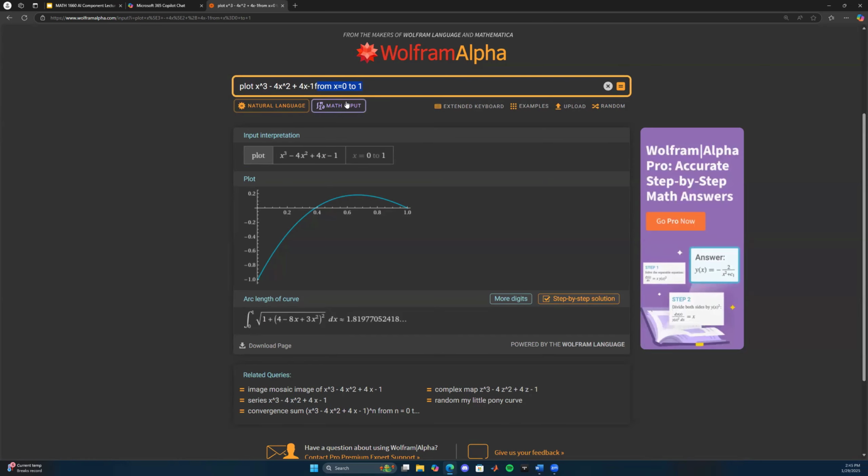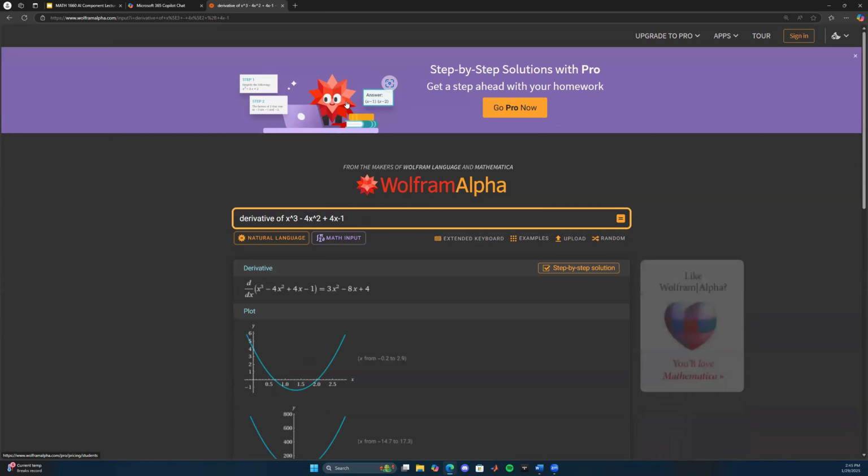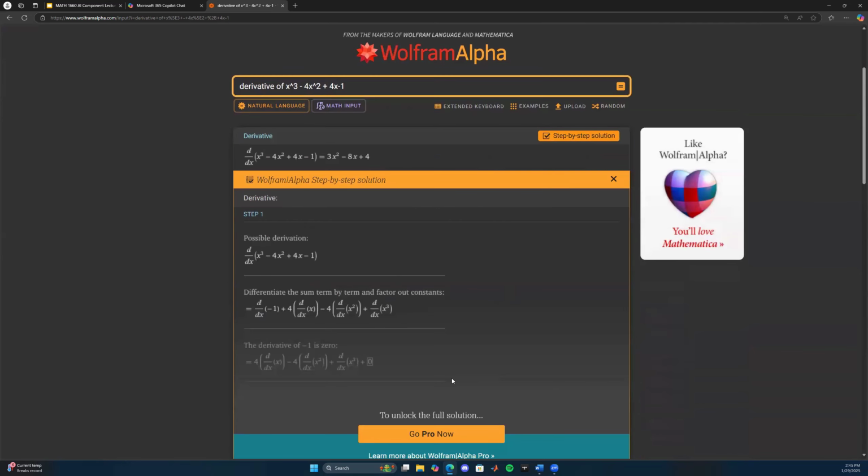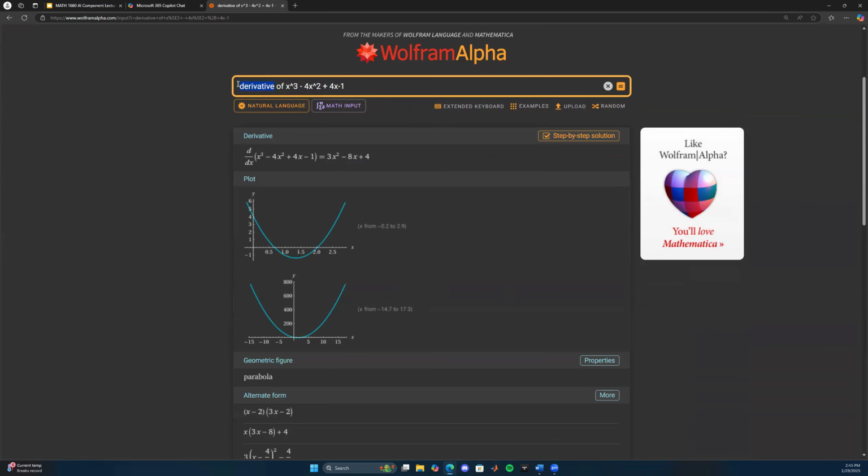So we can define the domain if we want. We can also ask for more than a plot. What if we want to just find the derivative? Great, it does it for us. Here we can look at the step-by-step solution if we have Pro. Okay. And similarly, we can find the integral.